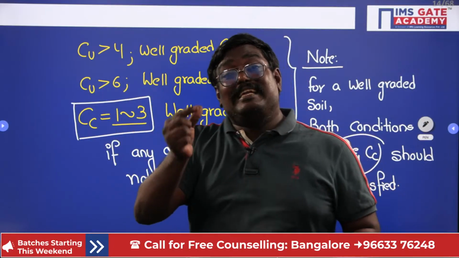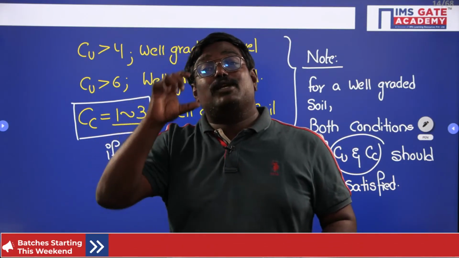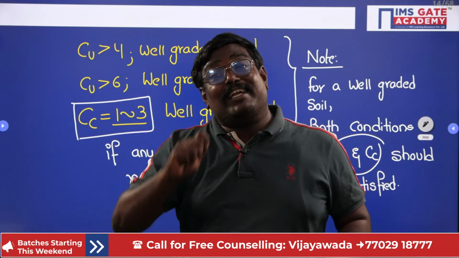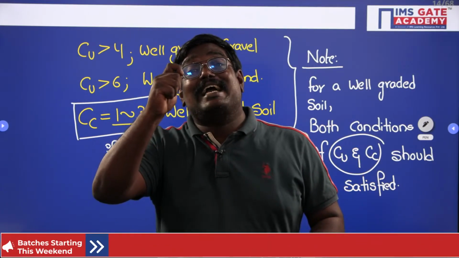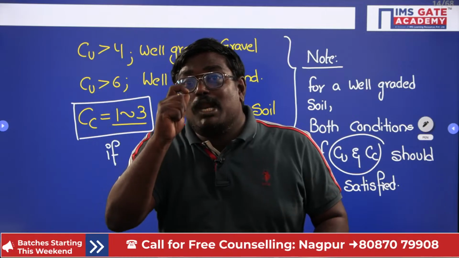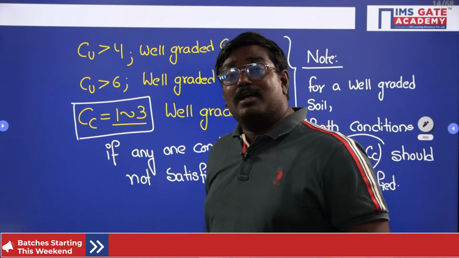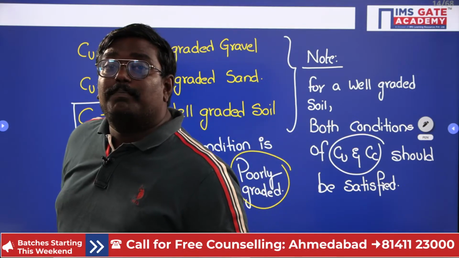So, what is D10? It is nothing but the effective size. So, what is effective size? It is the size of the sieve where only 10% of the soil particles are passing.